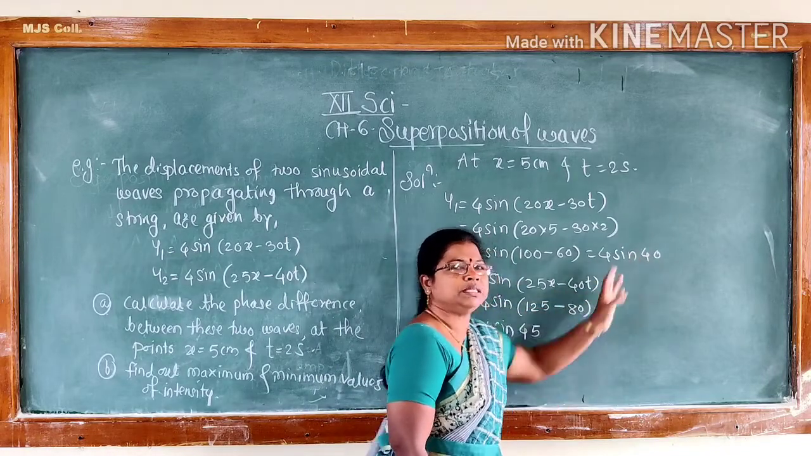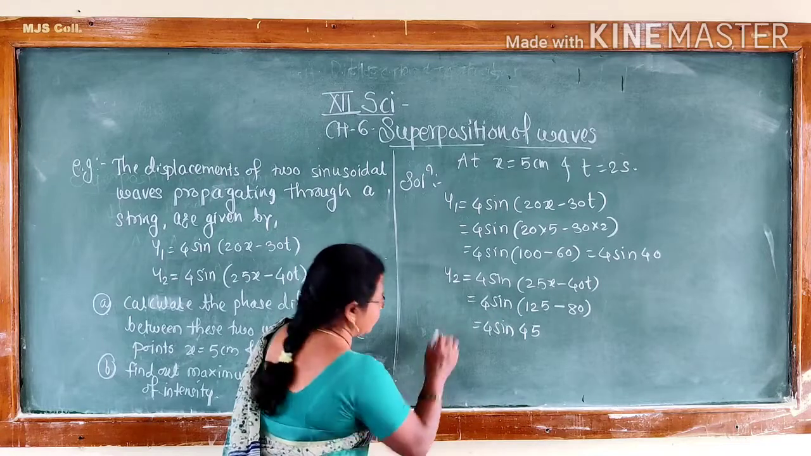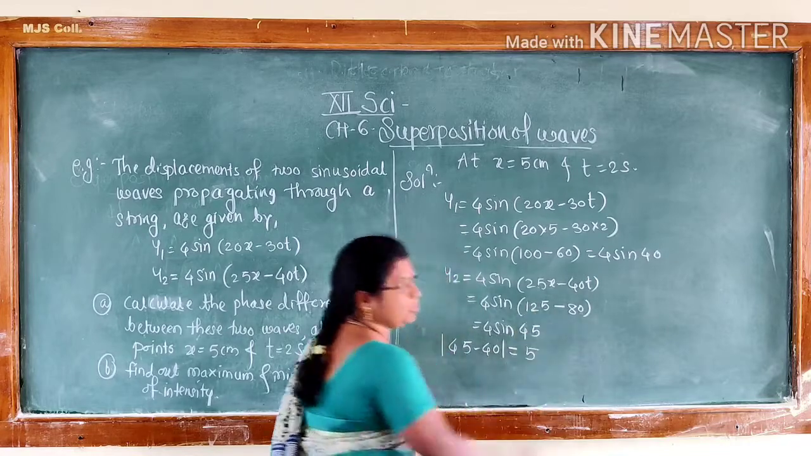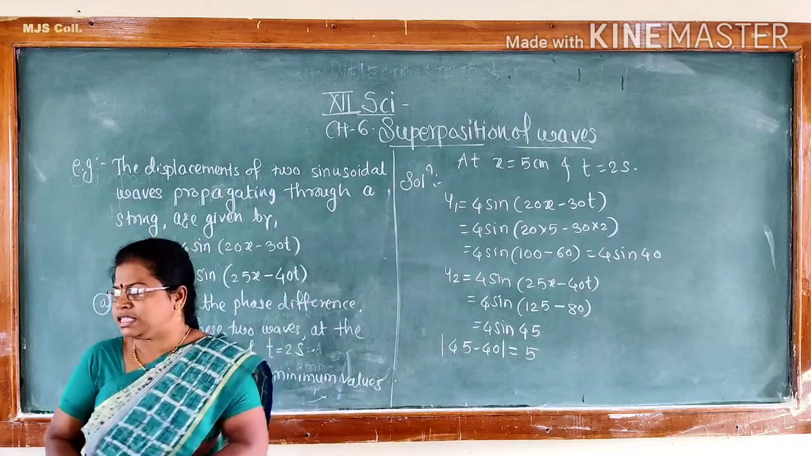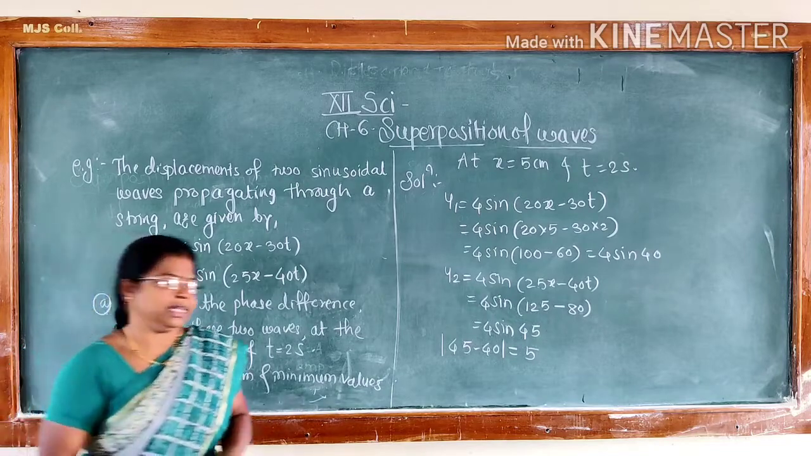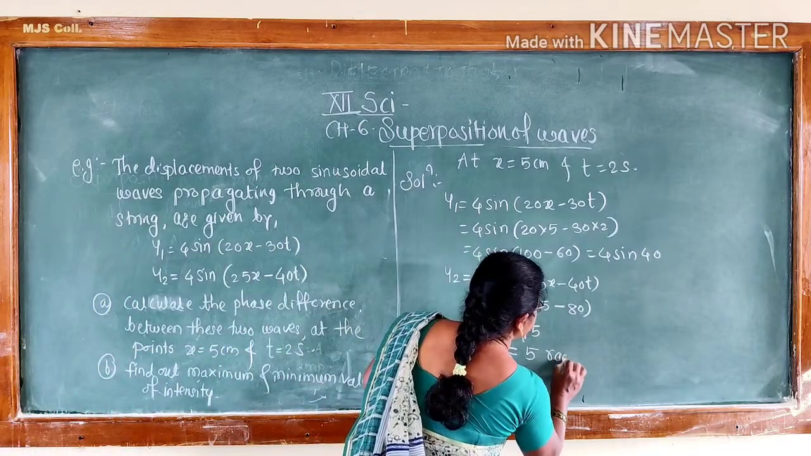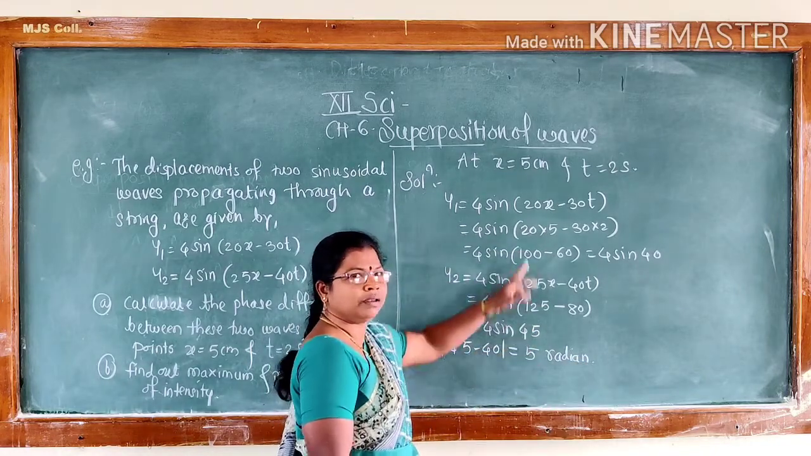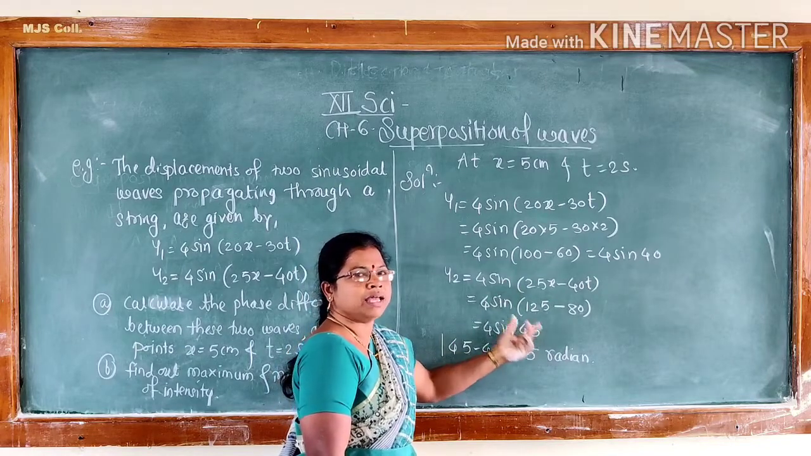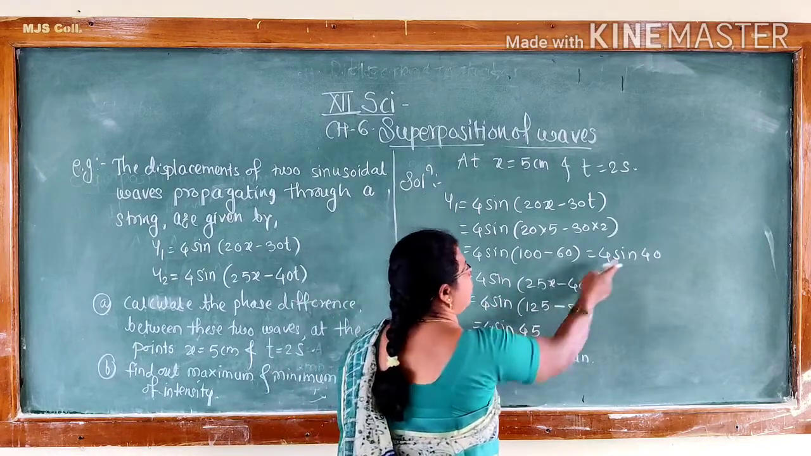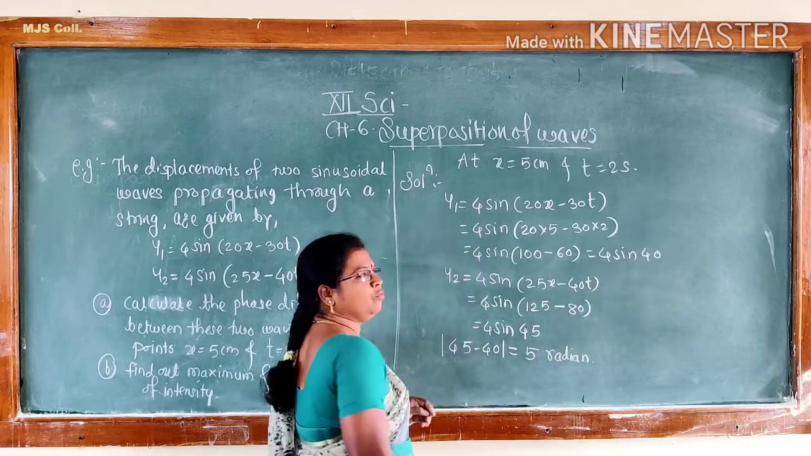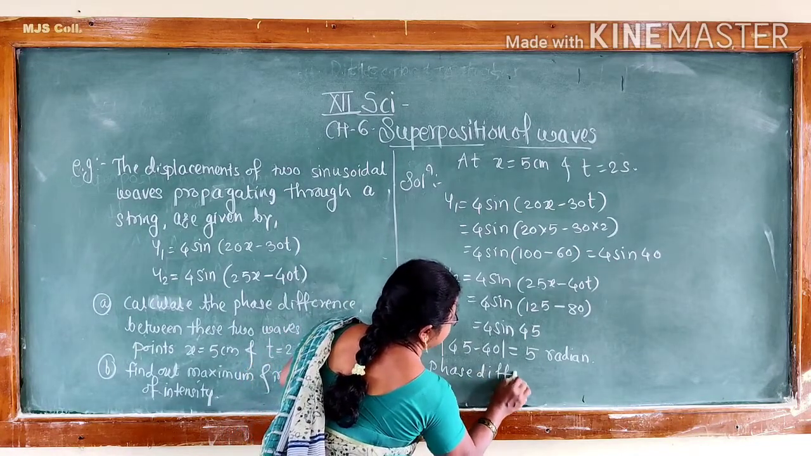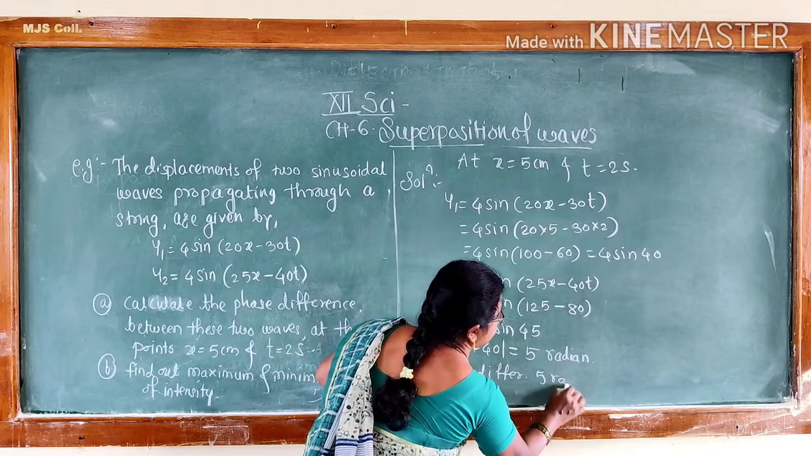So what is the phase difference between them? That is equal to mod of 45 minus 40, which is equal to 5. Okay, so phase difference is equal to 5 radians. So mod of the phase difference between them is 5 radians. Sine of psi, psi is the phase difference. So 45 minus 40 is equal to 5 radians. So the phases differ by 5 radians.